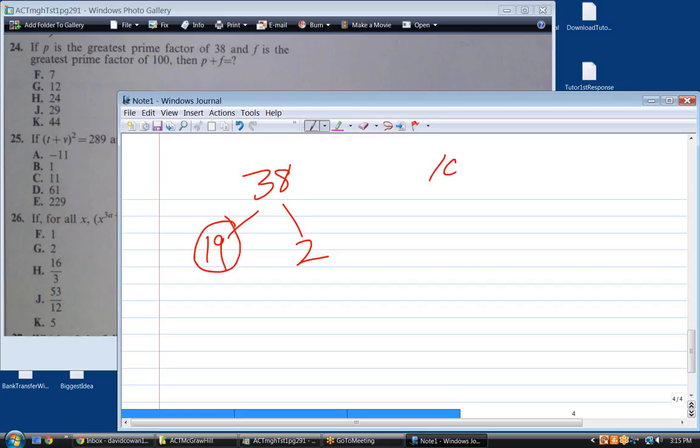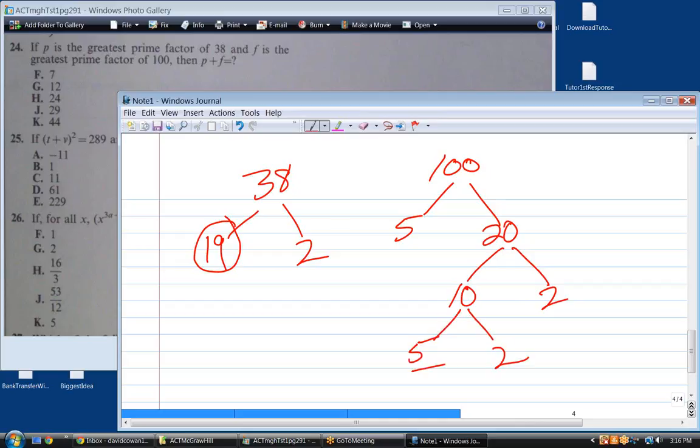Now let's look at 100. Split that up. You could do 5 and 20. 5 is prime, but 20 isn't. Split 20 up. 10 and 2, or 5 and 4. 10 and 2 is fine, but then 10 goes into 5 and 2. So now we have all prime numbers.